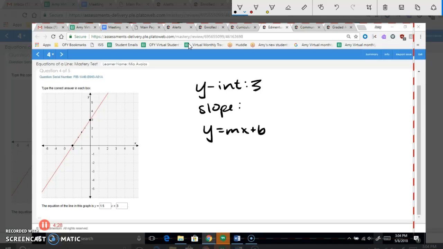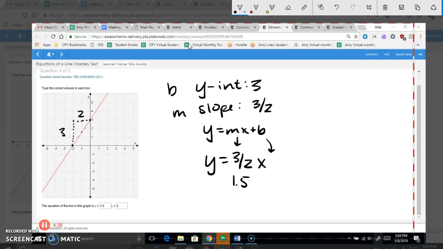So we're going to start at the point that's on the left, which is this one, and we're going to go up 3, so that's positive 3, and over 2. So our slope is up 3 over 2. Now this is our variable b, this is our variable m, so we get y equals 3/2, which is 1.5. If you do on your calculator 3 divided by 2, you get 1.5x, so we fill that in, plus 3.